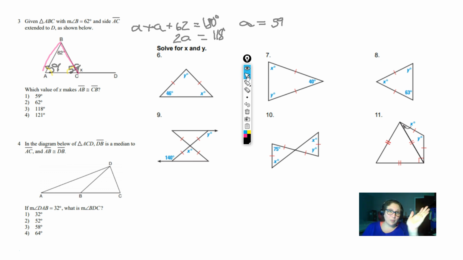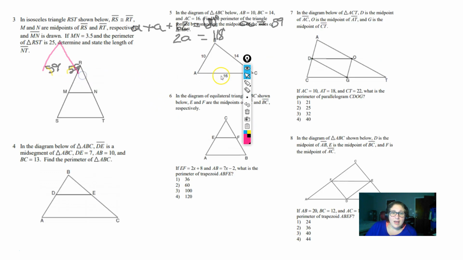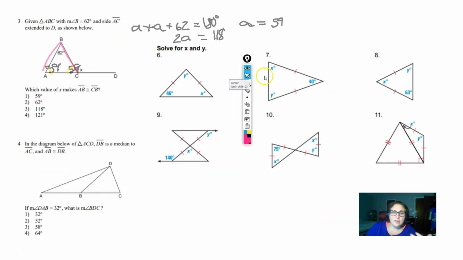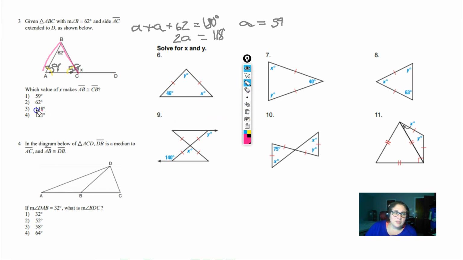Now I have to figure out, well, what does x have to be? There's 2 ways to do it. One, I can use the exterior angle theorem, which says this angle plus this angle here equals this outside angle. The other thing I could do is know that a straight line is 180 degrees, and I could do 180 degrees minus 59, which gives you 121 as your answer. So sometimes it's just going one step at a time and going backwards.